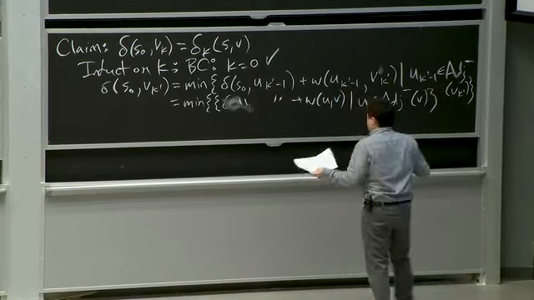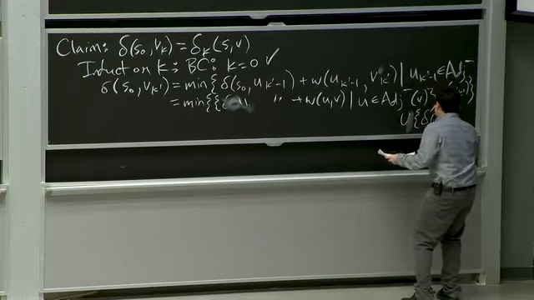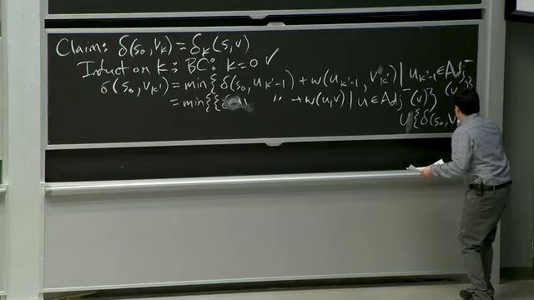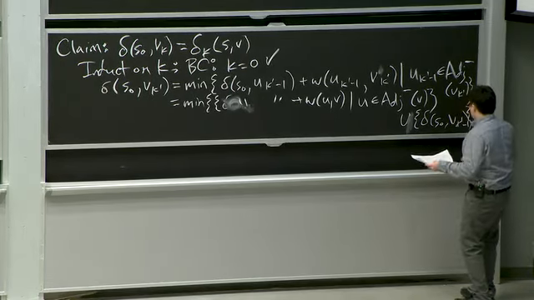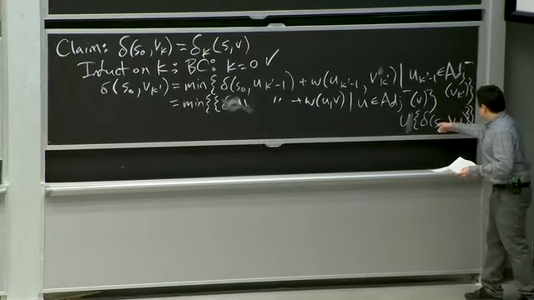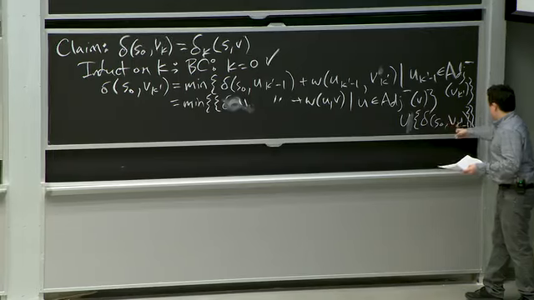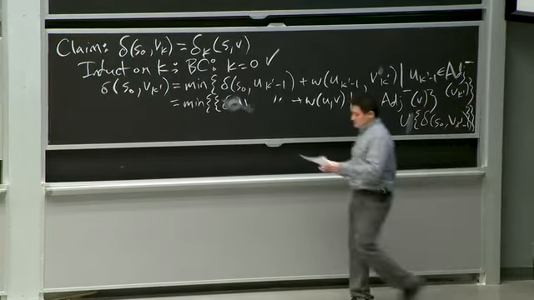So I'm going to union this with delta S naught V of k prime minus 1. I think there's another one here. This is S naught V of k prime minus 1. Okay? I'm not going to rewrite it.